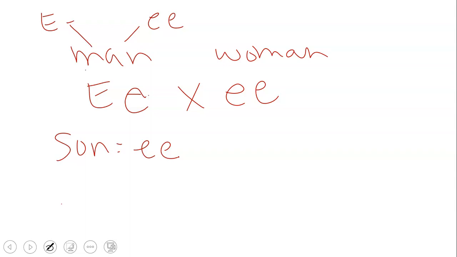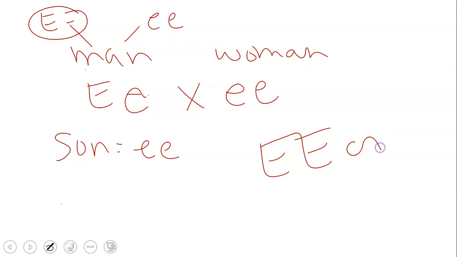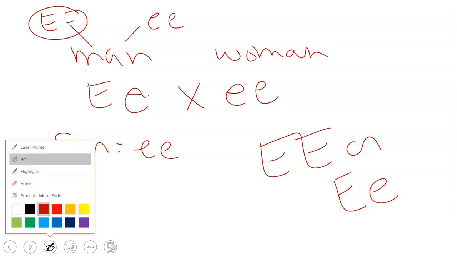And the last part of the question says, what genotypes are possible for the others? And so right here, Papa could be big E, or big E, little e. We don't have enough information to figure out what his genotype is. That's it for number 5. Okay, let's clear this.